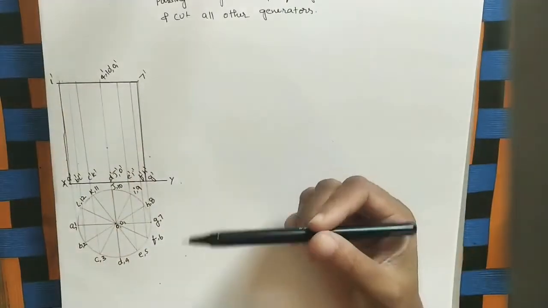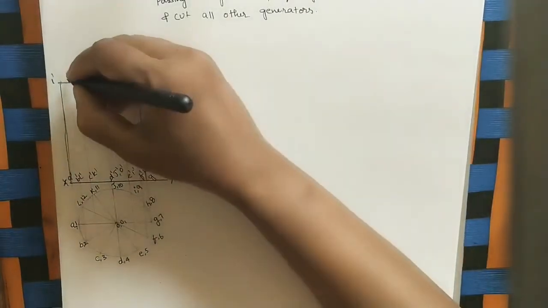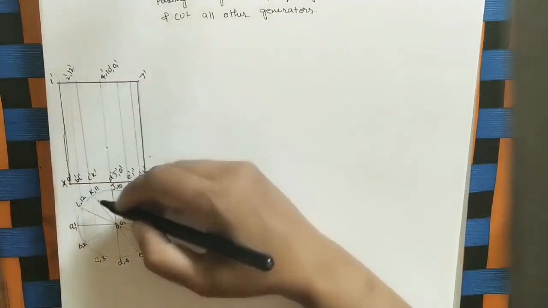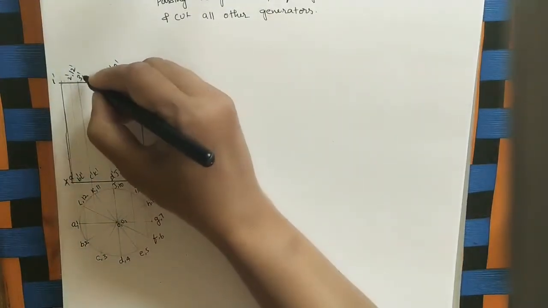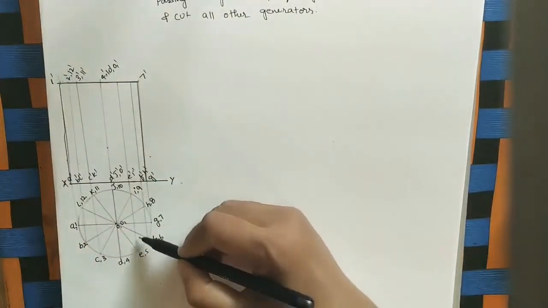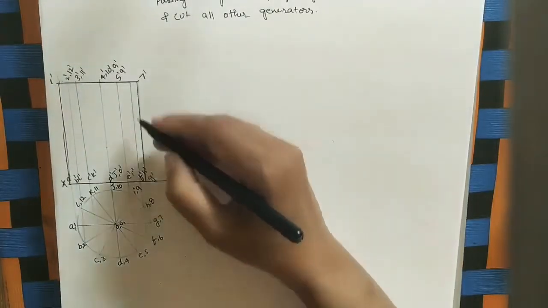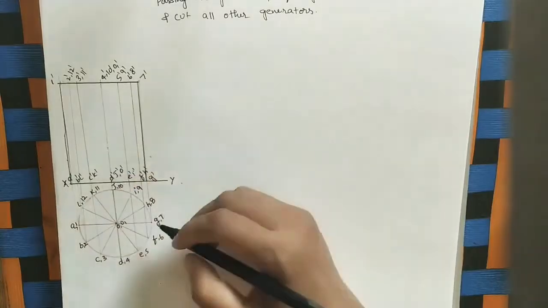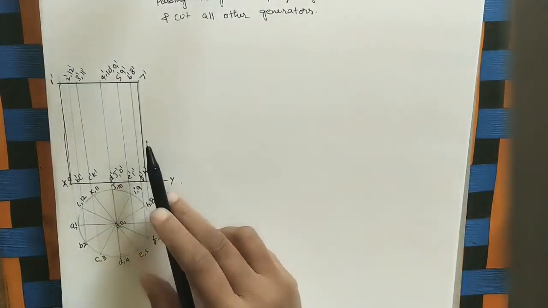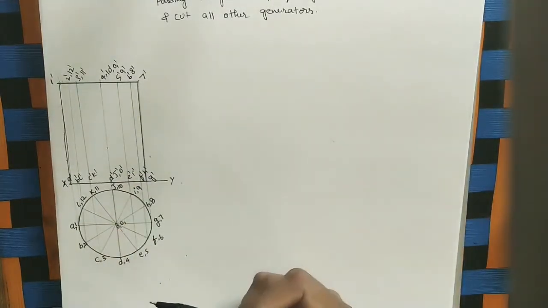Mark the intersection points. Here 2 dash, 12 dash. Here 3 dash, 11 dash. And here 5 dash, 9 dash. Here 6 dash, 8 dash. Okay, this is the projection of the given cylinder.